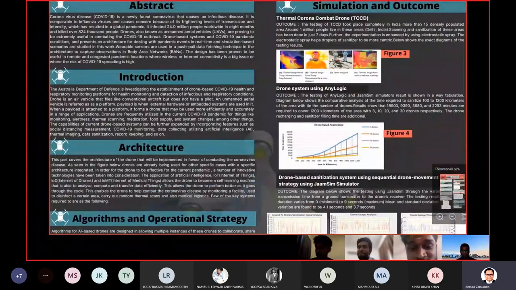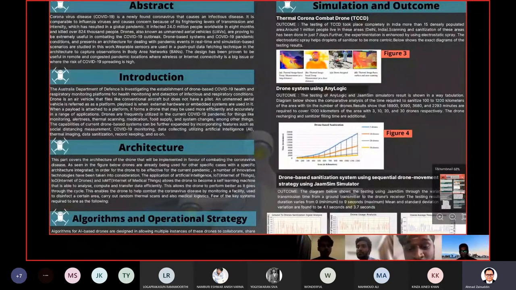I'll be moving on to the simulation and the outcome of this specific project. First, we'll be looking at the thermal corona combat drone. It is a drone used for thermal scanning, and it can fly to a specific balcony and scan it using the drone itself.